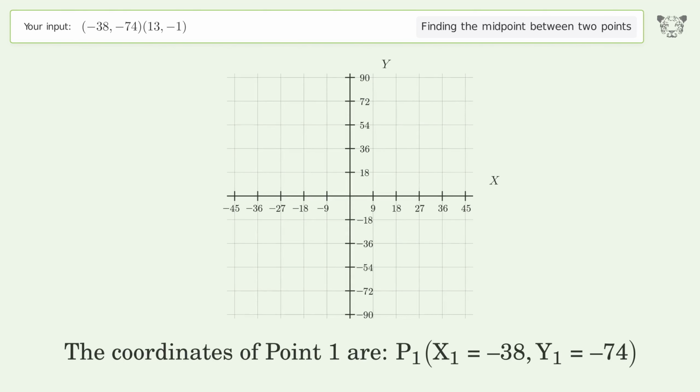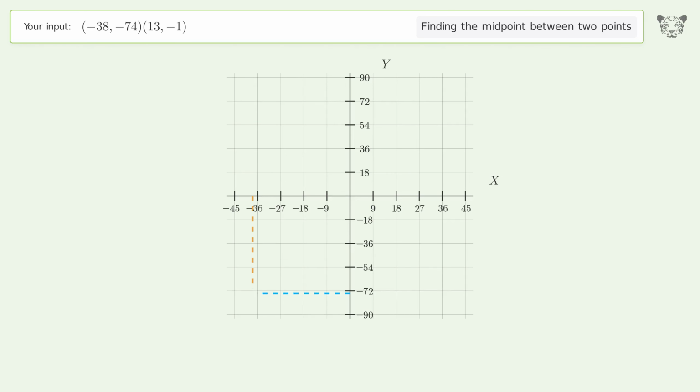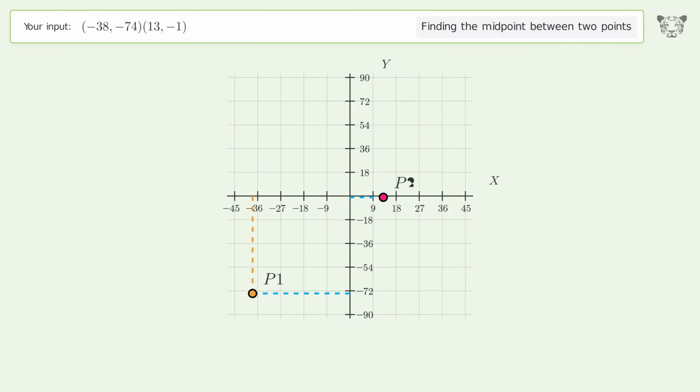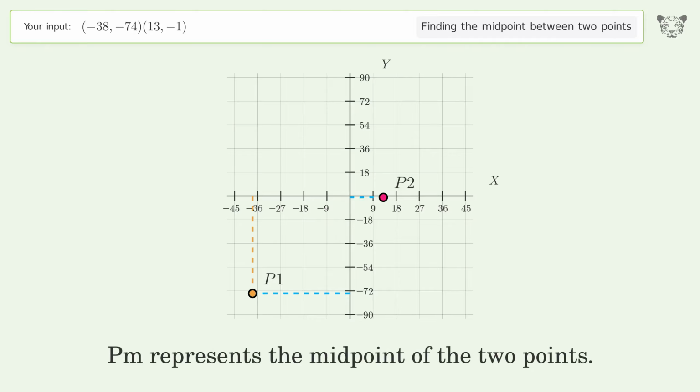The coordinates of point 1 are x1 equals negative 38, y1 equals negative 74. The coordinates of point 2 are x2 equals 13, y2 equals negative 1. PM represents the midpoint of the 2 points.